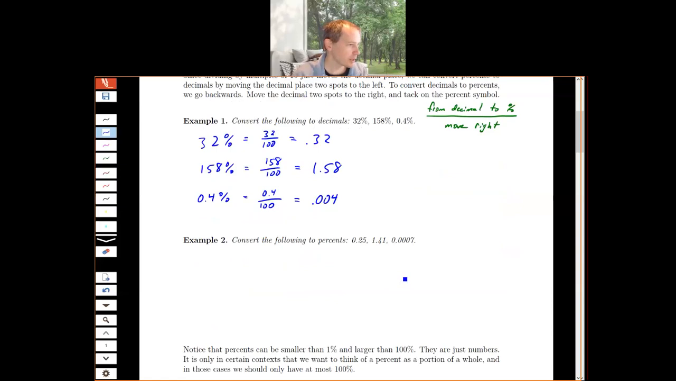Going the other way, converting the following to percents. To convert to a percent, I want it to be a fraction over 100, so I'm going to do the opposite. I'm going to move the decimal right 2 places. So if I take 0.25, I move the decimal right 2 places, and I get 25%.